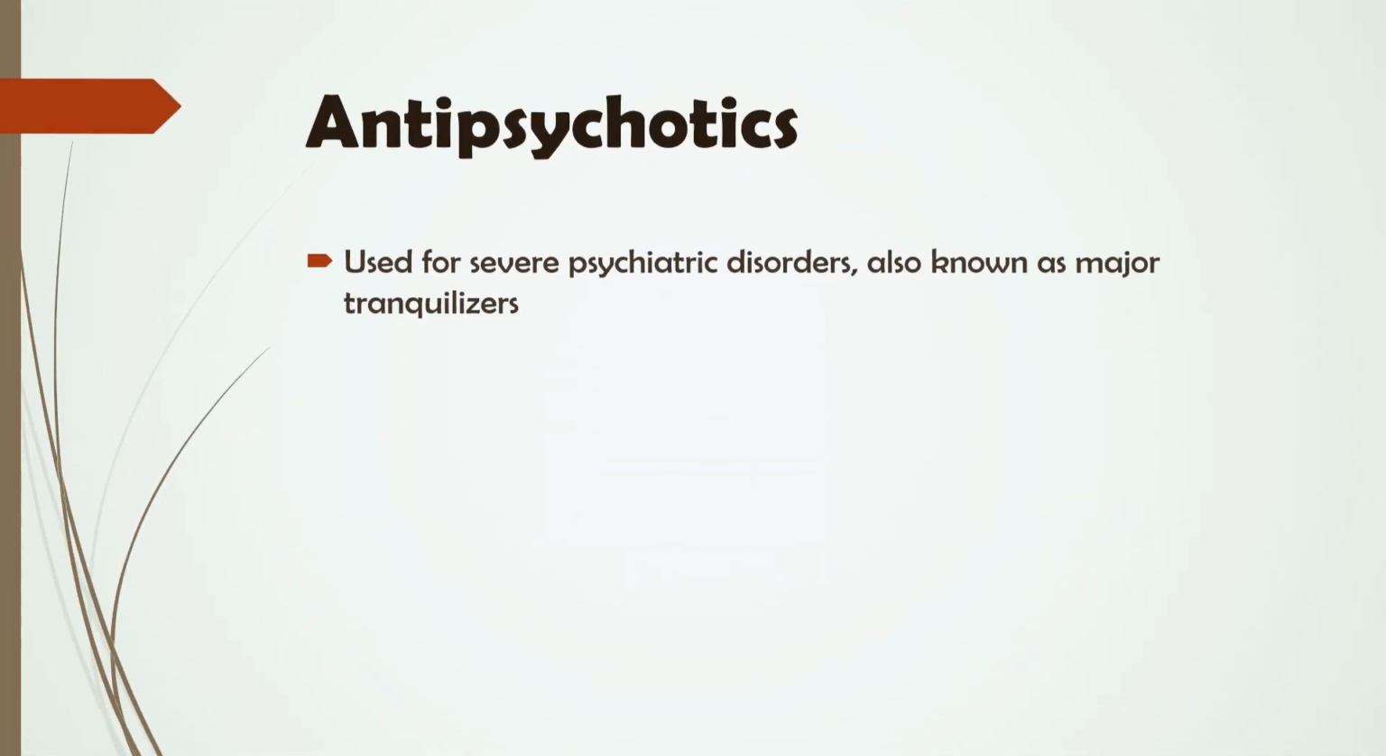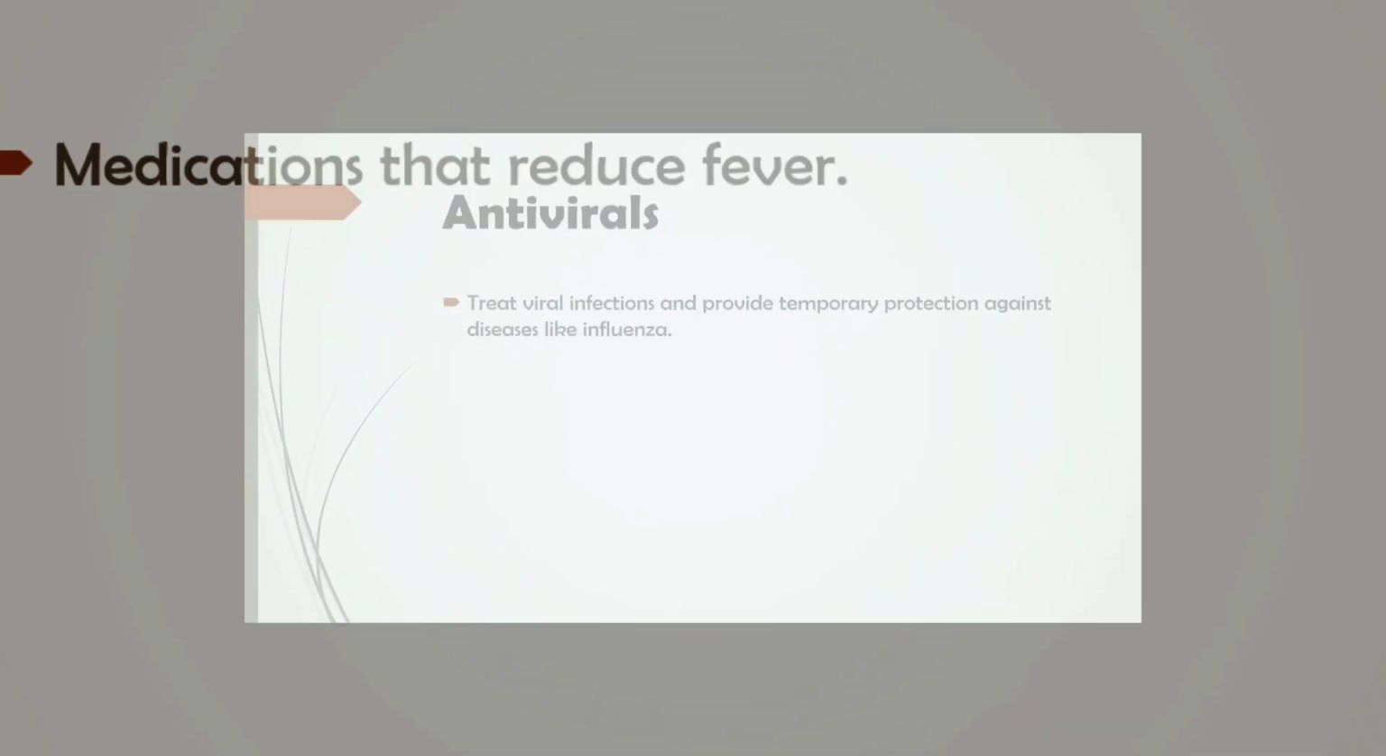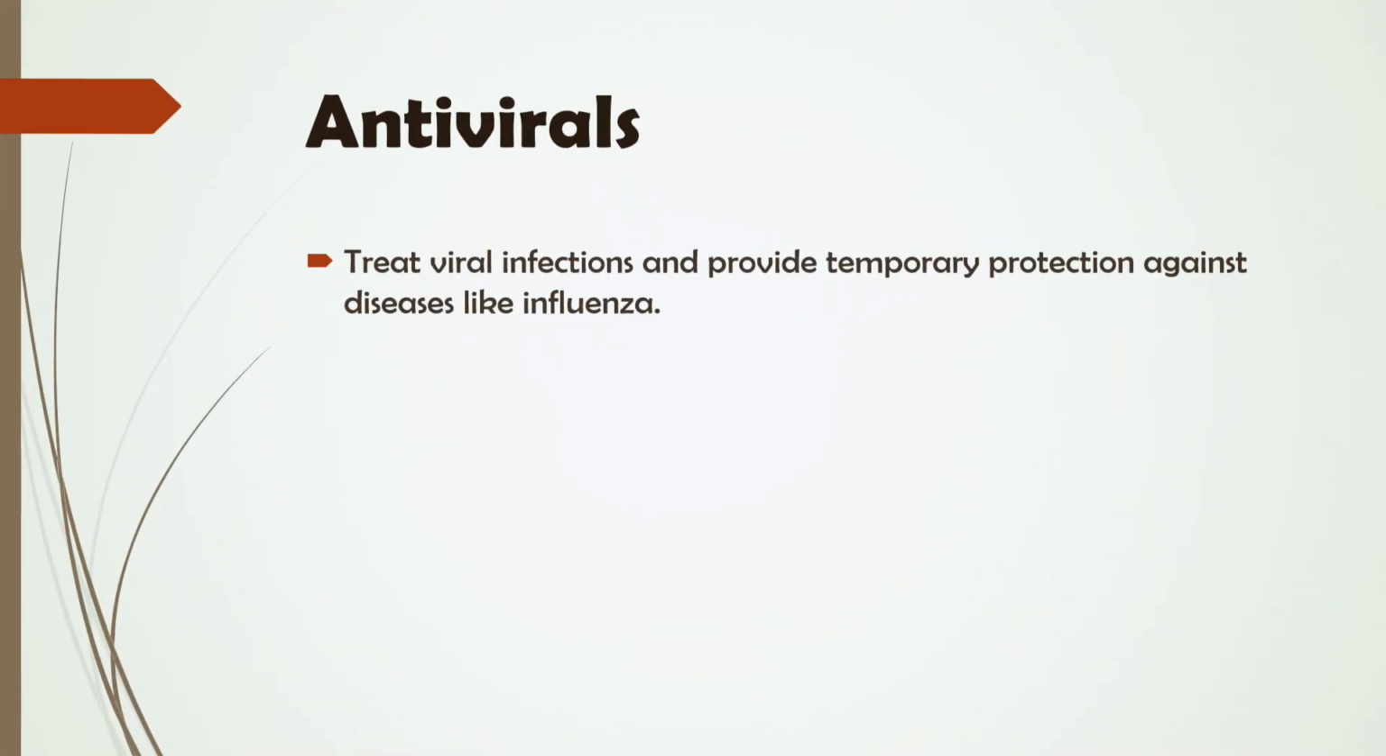Antipsychotics. These drugs are used for several psychotic disorders, also known as major tranquilizers. Next we have antipyretics. These are medications that reduce fever. Next drug category is antivirals. These antivirals treat viral infections and provide temporary protection against diseases like influenza.